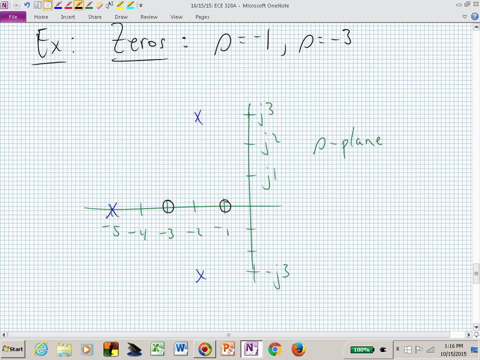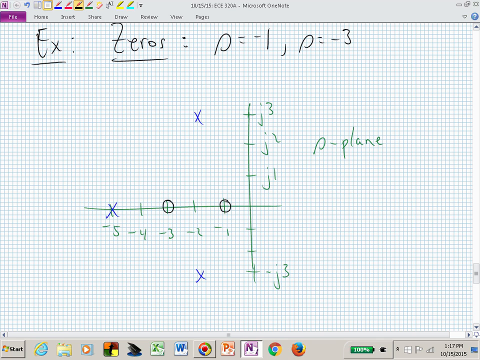Did everyone hear that question? When we have imaginary pieces to our poles, are they always going to come in pairs? Here there's a pair, a left and a right, an up and a down. Yes, if we have real coefficients in our transform. If you allowed complex coefficients, then you could have them in isolation. But most of our designs in the real world, we're going to have real coefficients. Those complex poles or zeros come in conjugate pairs.